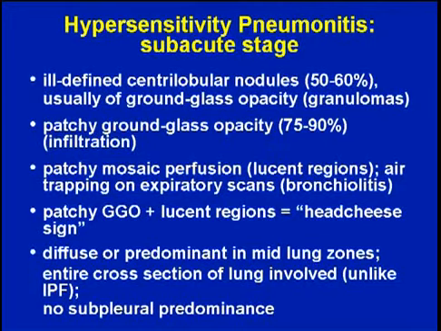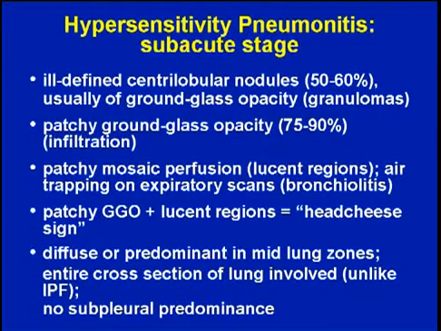Now, in the subacute stage, what we typically see are ill-defined centrolobular nodules. 50 to 60% of patients show that. These are usually of ground glass opacity. And the histology sort of predicts the high-res CT findings. These ill-defined centrolobular nodules represent clusters of poorly marginated granulomas that are occurring adjacent to airways as a result of a reaction to the antigen they're inhaling.